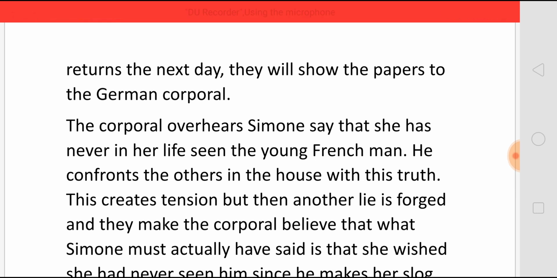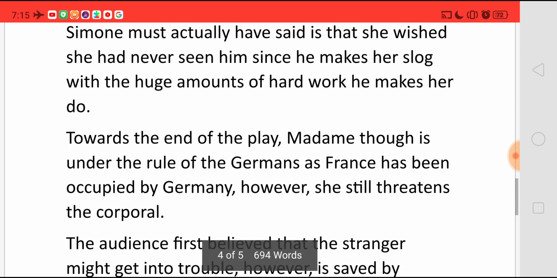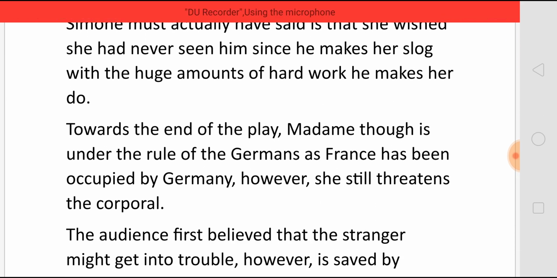The corporal overhears Simon say that she has never in her life seen the young Frenchman. He confronts the others in the house with this truth. This creates tension, but then another lie is forged, and they make the corporal believe that what Simon must actually have said is that she wished she had never seen him, since he makes her slog with the huge amount of hard work he makes her do.